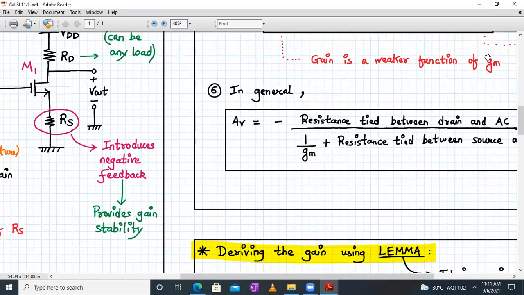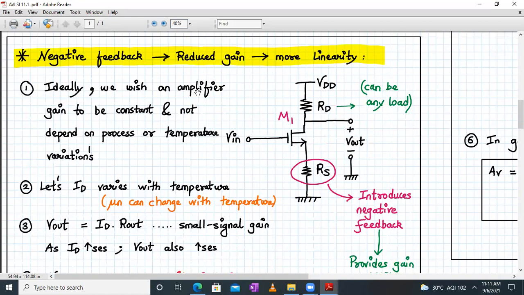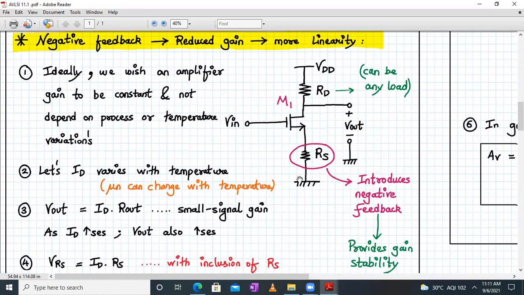So let's move forward now. There is something called negative feedback introduced by RS. Okay. This negative feedback is responsible for a slightly reduced gain, but it is also responsible for the gain stability. Now this resistor RD can be any load. We have studied various loads, right? We have studied current source load, resistive load, triode load, then diode connected load. So this RD can be any load, right?